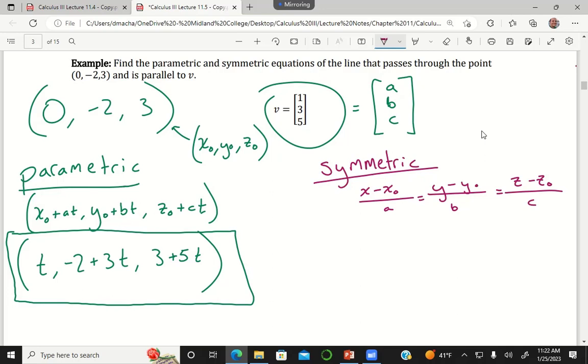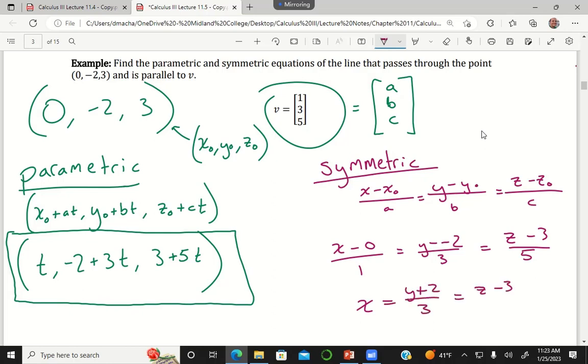And then the symmetric, again, is just remembering that formula, and then we just plug stuff in. So we say x minus 0 over 1 equals y minus negative 2 over 3. And that's equal to z minus 3 over 5. Or you could just write x equals y plus 2 over 3 equals z minus 3 over 5.